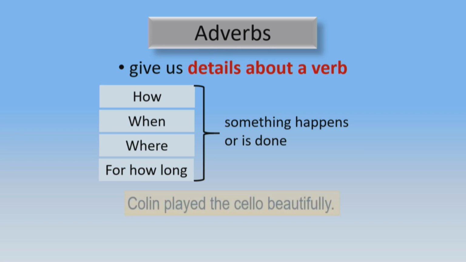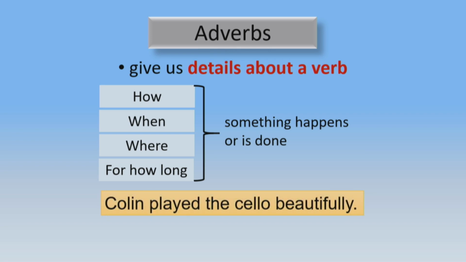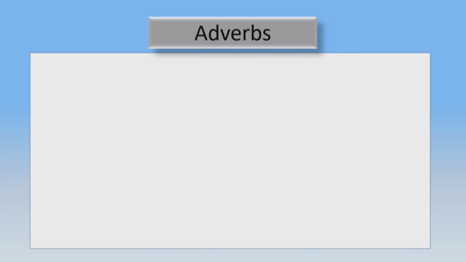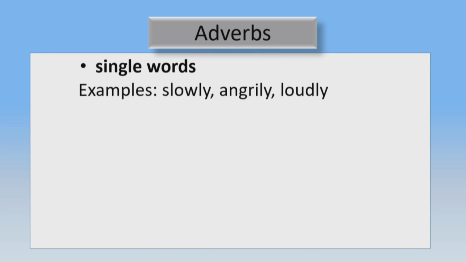For example, Colin played the cello beautifully. In this sentence, we can tell how Colin played the cello, that is, beautifully. The adverb is beautifully. Adverbs can be single words. A few examples: slowly, angrily, loudly.